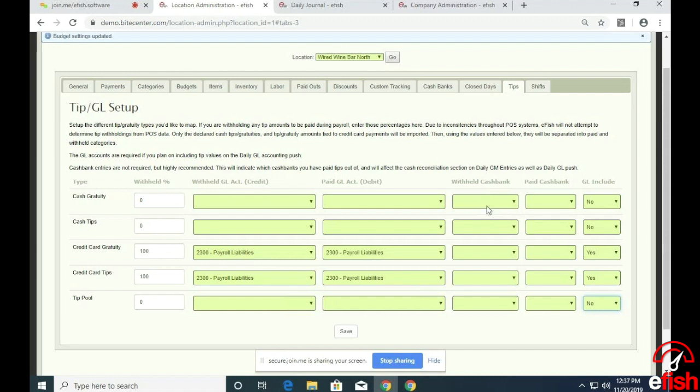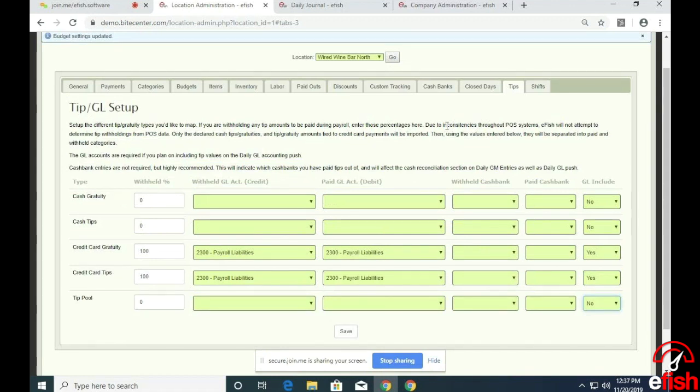Now, you can also link the cash banks that you have in the location. For instance, if you withhold all tips, all cash, all credit cards, everything withheld, then you could say we withheld all cash gratuities, and the amount of those would be entered against my cash bank. Or if you paid them out every night, you would say we paid these out of the cash bank. That way, we would keep a running total on what is brought into your cash bank at the store or paid out of your cash bank or your safe at the store.